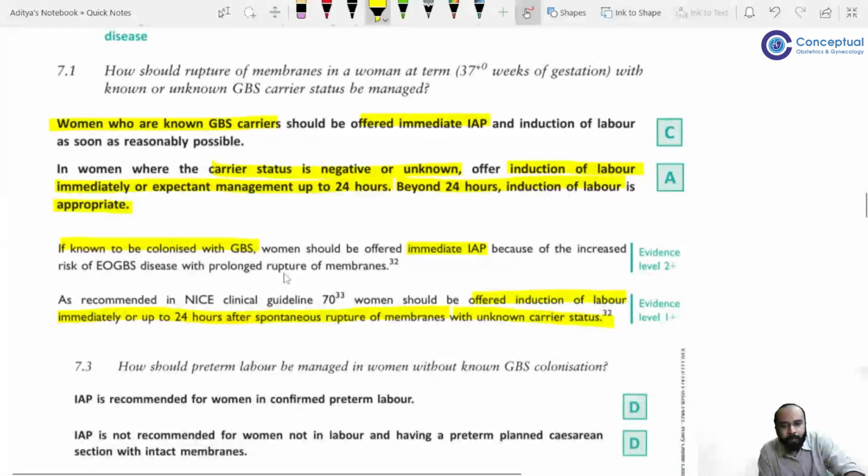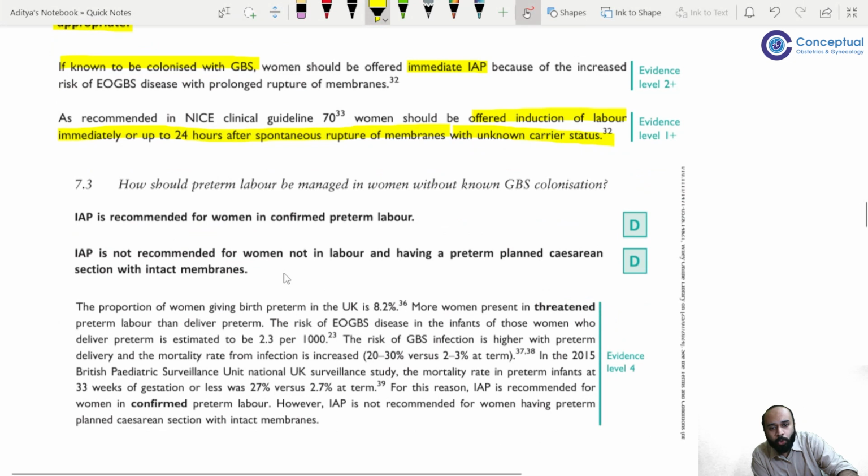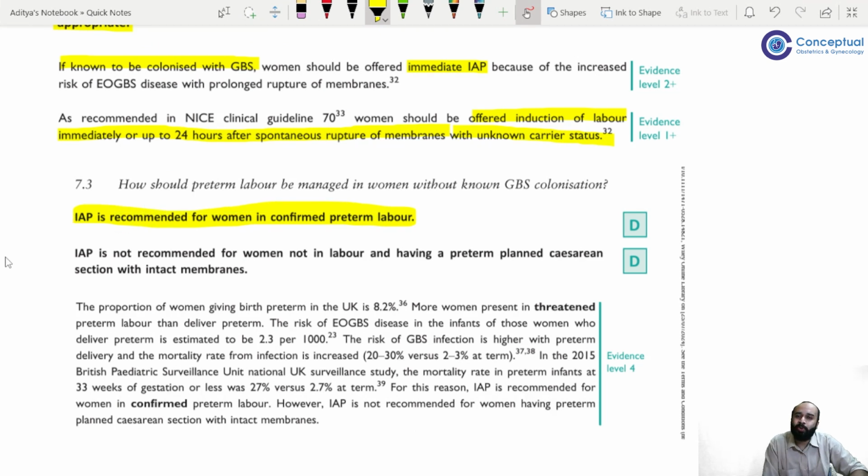How should females be managed with or without known GBS status if they are coming in preterm? Remember that if a female comes in preterm labor, irrespective of her GBS status, whether you know it or don't know it, give her antibiotics, because preterm labor in itself is a risk factor for the presence of GBS. So if a female is coming to you in preterm labor, definitely give her antibiotics. Do not think about it.